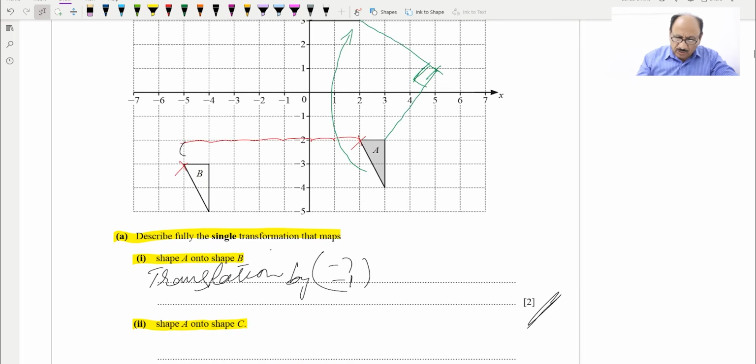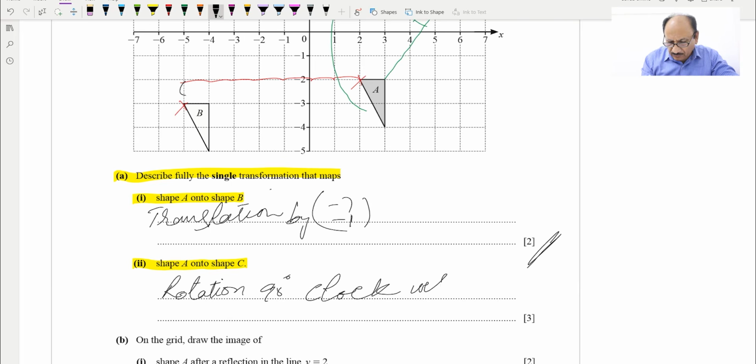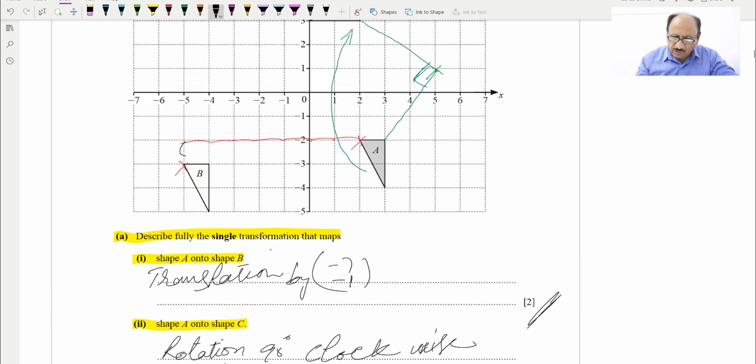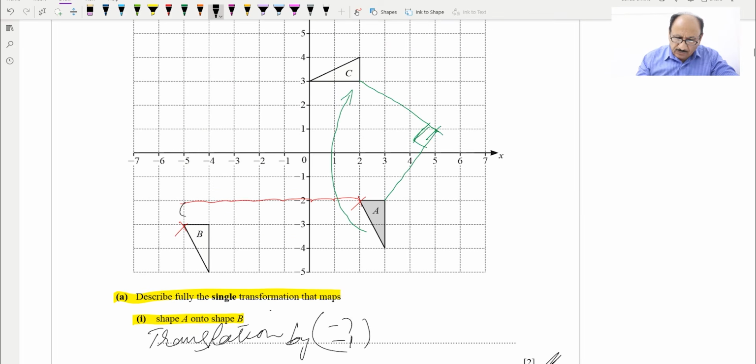So our answer will be here, which is rotation 90 degrees clockwise about the center of rotation, which will be 5 and 1, so we can write 5 and 1. So this is for 3 marks, which is done.